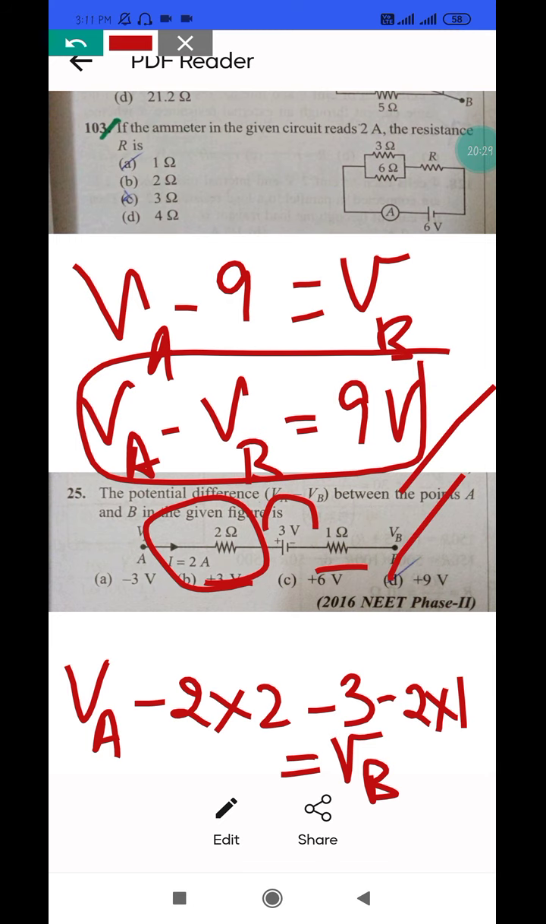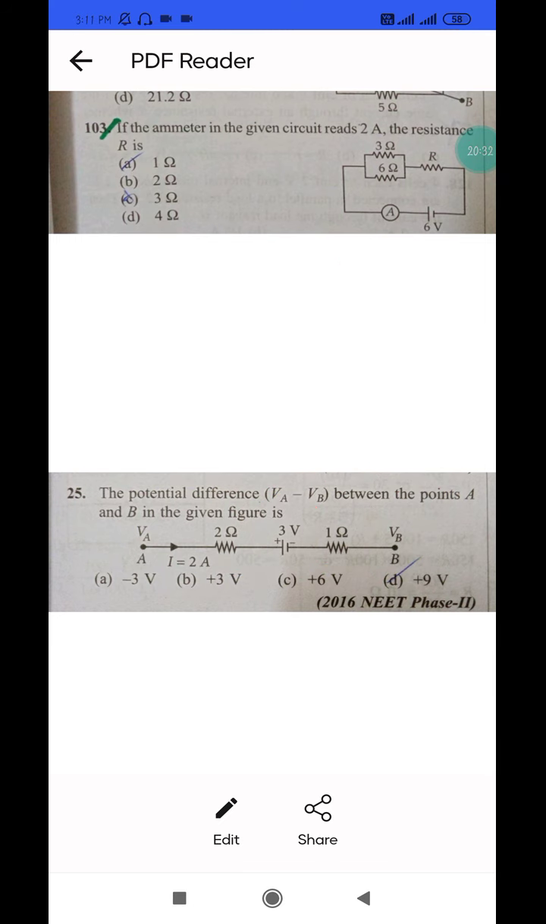So option D is the right answer. That's it, we have done. So this was one of the neat questions.